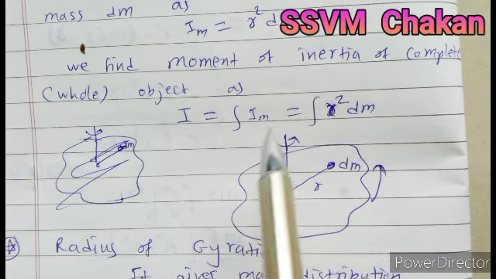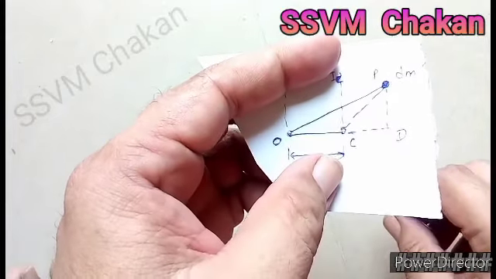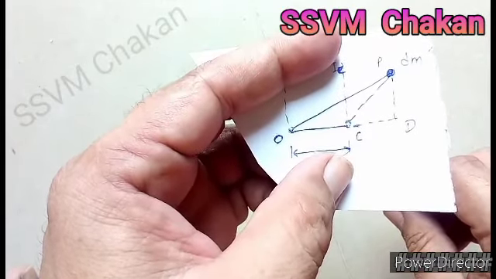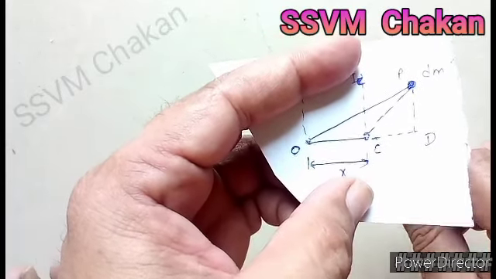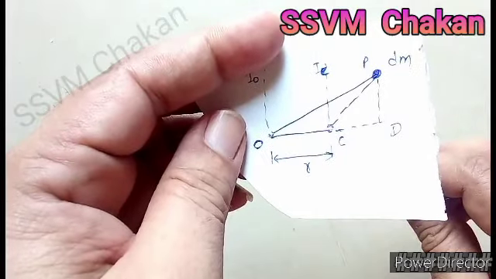We always use this concept. And now we study two theorems. One theorem is known as the theorem of parallel axis. The second theorem is known as the theorem of perpendicular axis. See the diagram, which is very important to write the derivation.